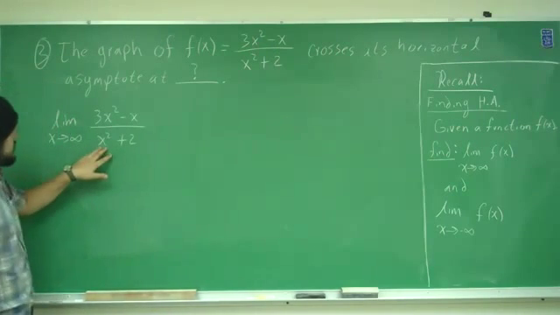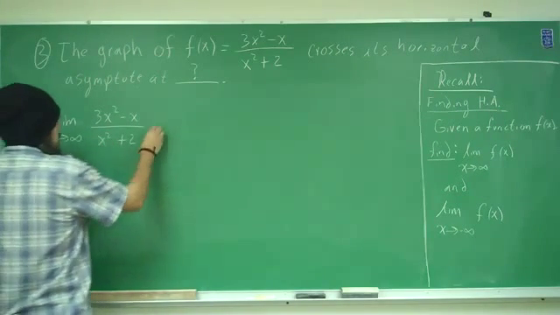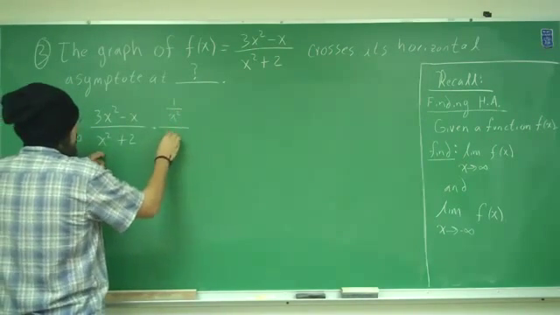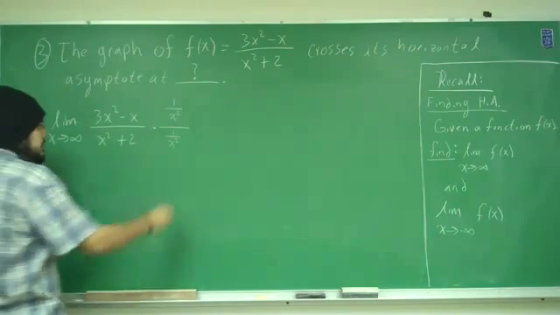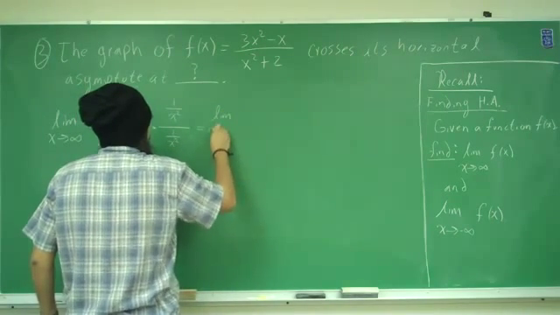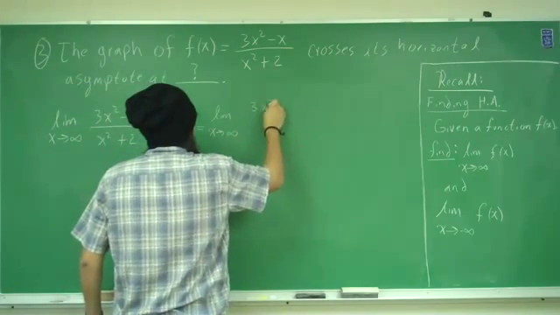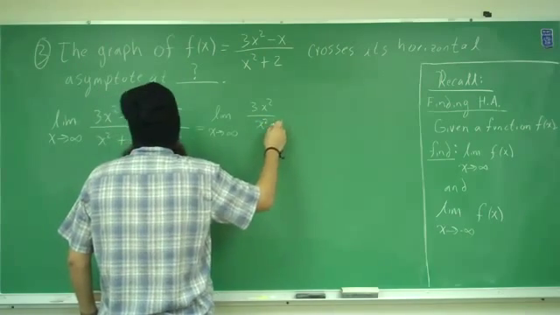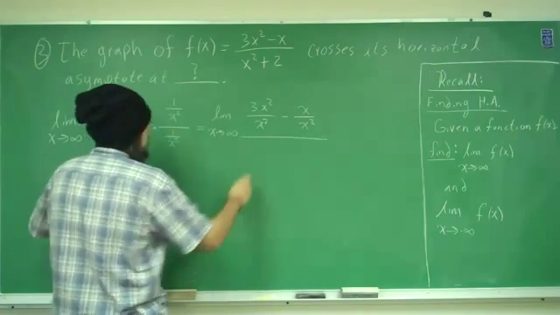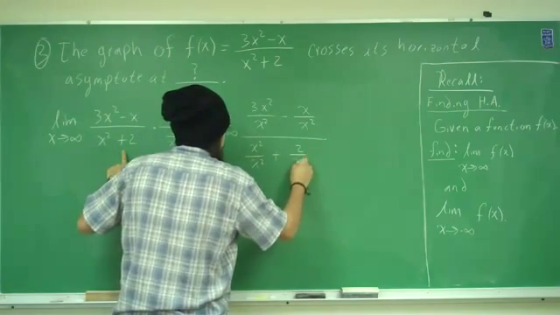So what do I have to do here? We usually look at the denominator and see what the highest degree is. It's 2, so we have an x squared. I want to multiply the numerator by the reciprocal of that, and the denominator by the reciprocal of that. So if we do that, distribute it to each term. We get the limit as x approaches infinity of 3x squared divided by x squared minus x divided by x squared, all that divided by x squared divided by x squared plus 2 divided by x squared.